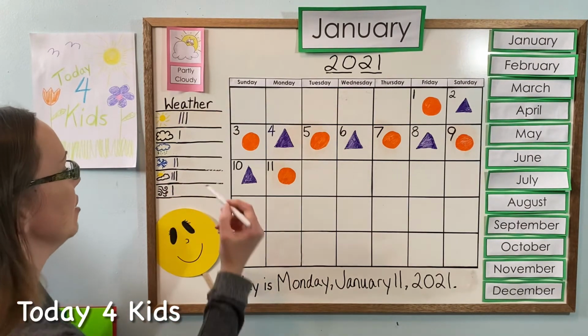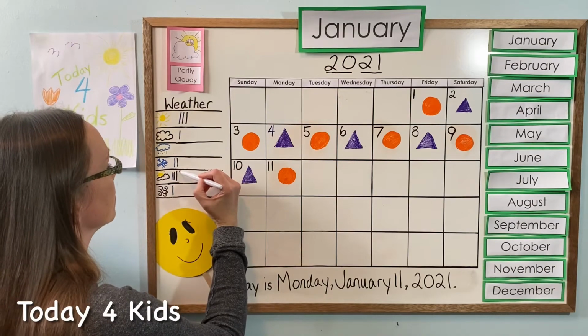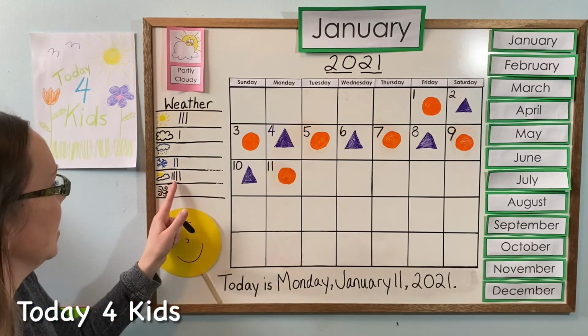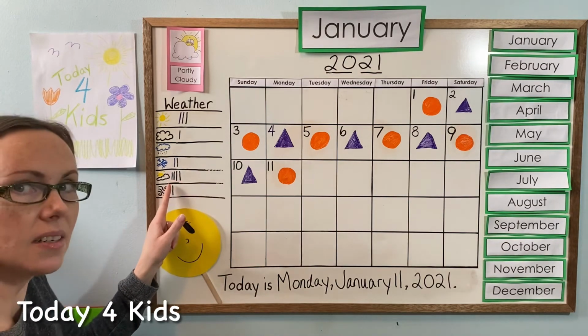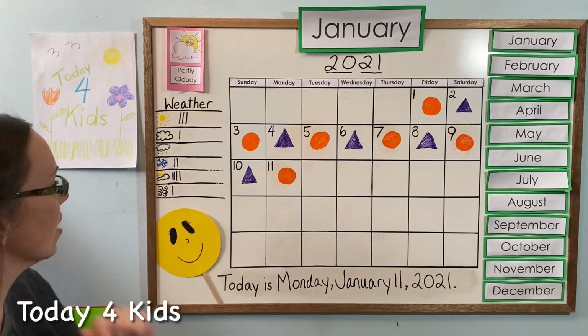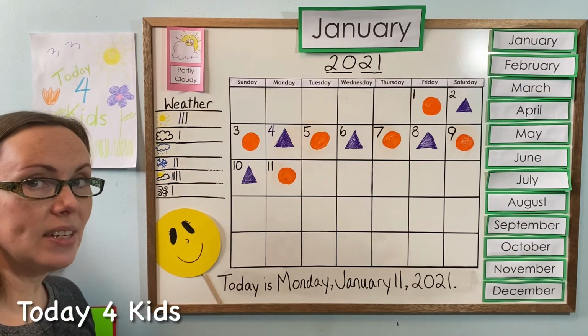So I'm going to put another tally mark here. Now how many do we have? 3 tally marks plus 1 tally mark equals how many? Let's count. 1, 2, 3, 4. 4 partly sunny, partly cloudy days so far.